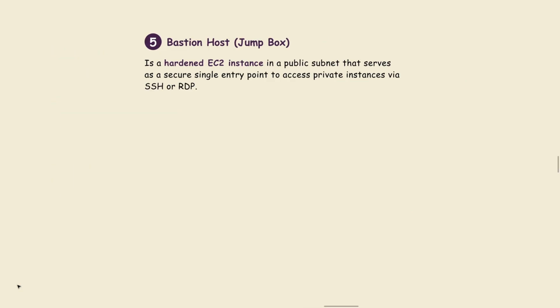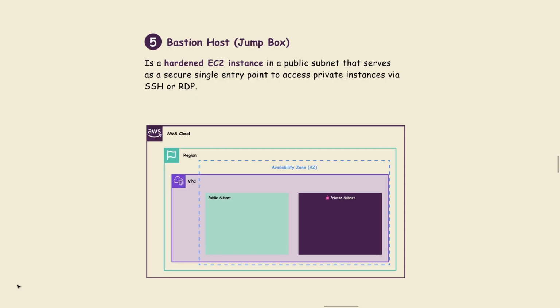Let's now introduce an important operational and security component, the Bastion host, also known as a jump box. A Bastion host is a hardened EC2 instance placed inside a public subnet that acts as a secure entry point to access resources located in private subnets. Its purpose is simple. Private servers should not be directly accessible from the internet. Instead of exposing multiple internal machines, we expose only one controlled access point. Administrators connect to the Bastion host using secure protocols such as SSH or RDP, and from there, they access internal systems using private network connectivity.